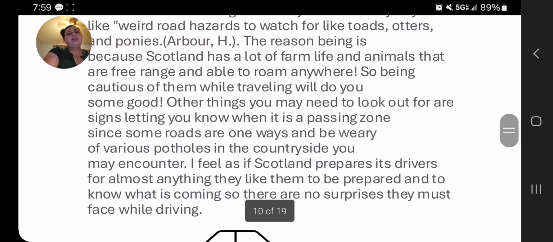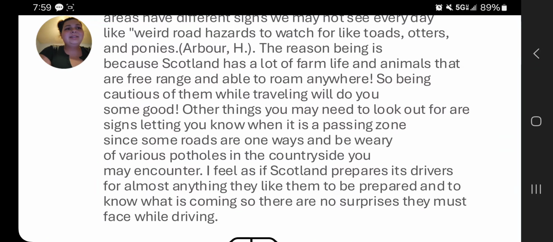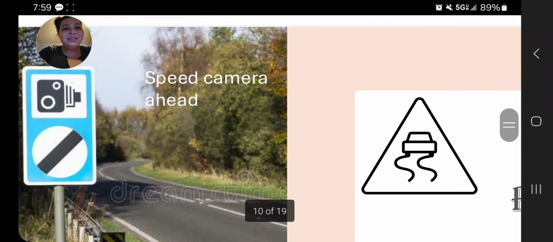And like I said, I feel like Scotland really prepares you, because I'm going to come back up here to the speed camera ahead.